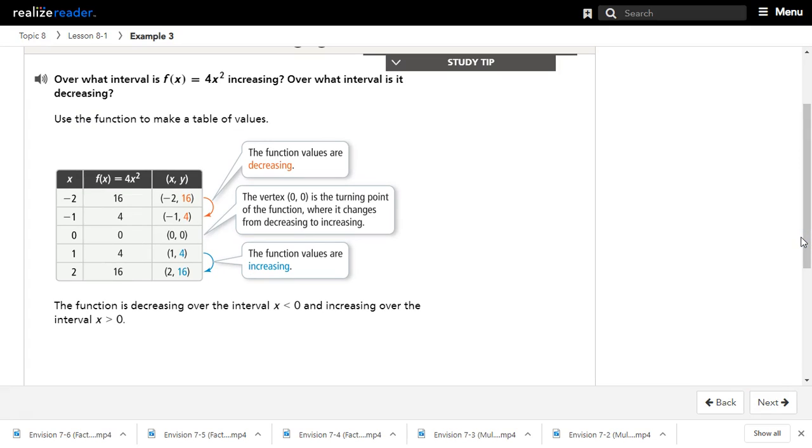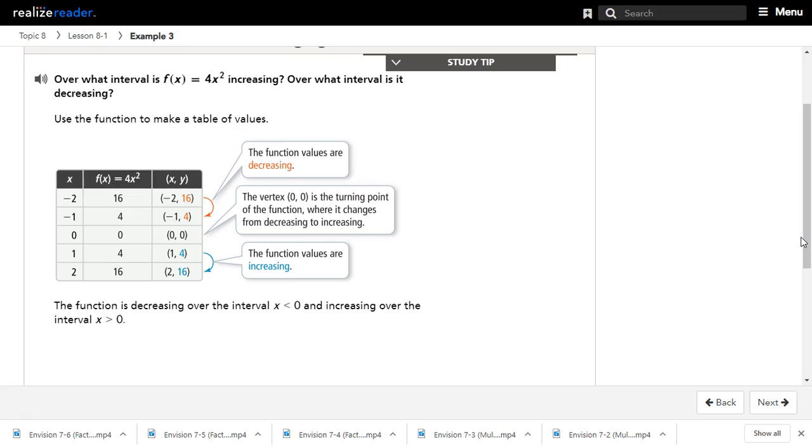As you can see, when x is negative, going towards 0, what's happening to y? It's decreasing. So what's the interval? -2, -1 to 0. Then at 1, what happened? It starts increasing. When x is less than 0, it will be decreasing. And when x is greater than 0, it will be increasing.